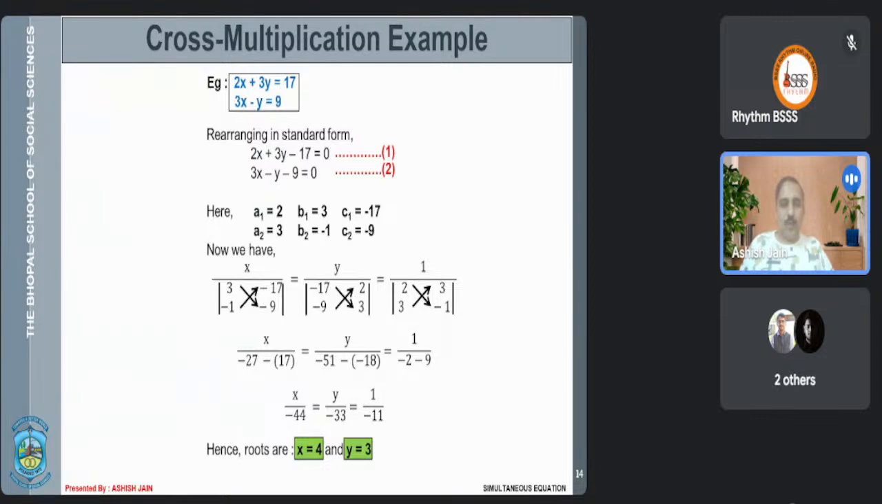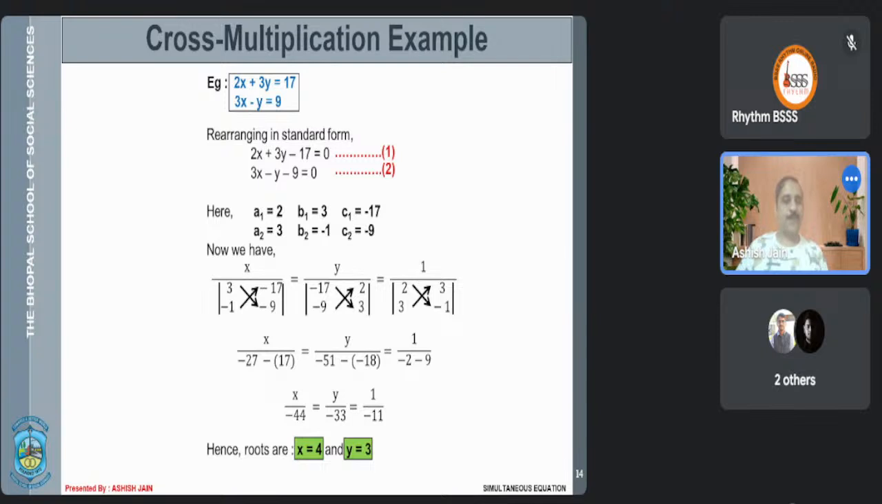Then we identify the coefficients. So a1 is 2, a2 is 3, b1 is 3, b2 is minus 1, c1 is minus 17, and c2 is minus of 9. What we do, we'll write x upon b1, b2, c1, c2. Similarly, y upon c1, c2, a1, a2, and 1 upon a1, a2, b1, b2. Put a cross and solve it. So 3 into minus 9 is minus of 27. Put a minus sign. Minus 1 into minus 17 is plus of 17.